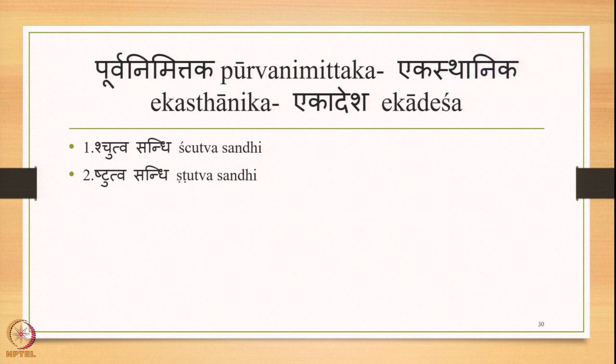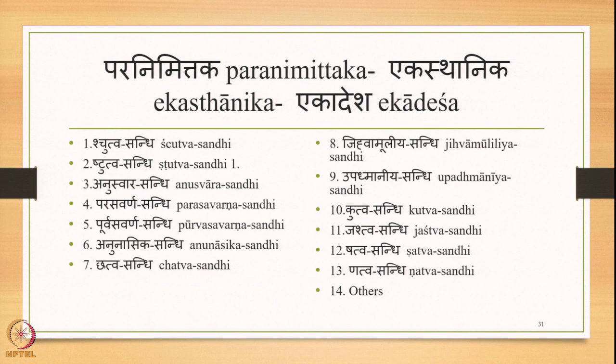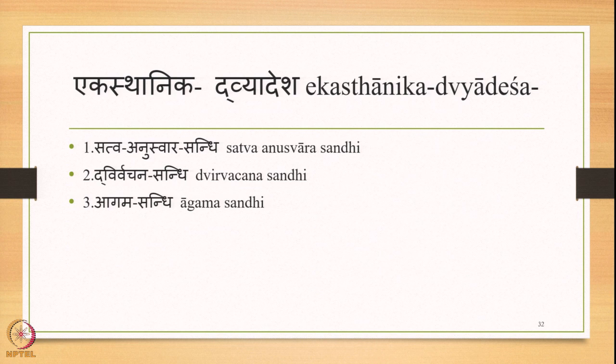The instances of purvanimittaka ekasthanika ekadesha are shtutva sandhi and shtutva sandhi. The instances of paranimittaka ekasthanika ekadesha are very many, namely shtutva sandhi, shtutva sandhi, anuswara sandhi, parasavarna sandhi, purva savarna sandhi, anunasika sandhi, chhatva sandhi, jivhamuliya sandhi, upadmaniya sandhi, kutva sandhi, jashtva sandhi, shatva sandhi, natva sandhi, and some miscellaneous others. Ekasthanika dvyadesha have these three instances: sattva anuswara sandhi, dvirvachana sandhi, and agama sandhi. These are the three instances of ekasthanika dvyadesha.